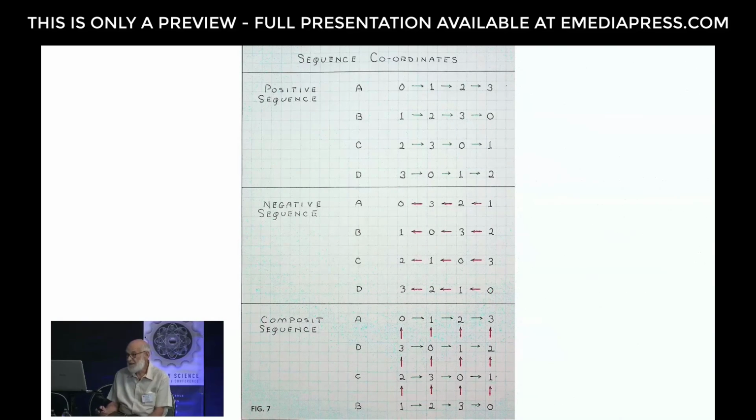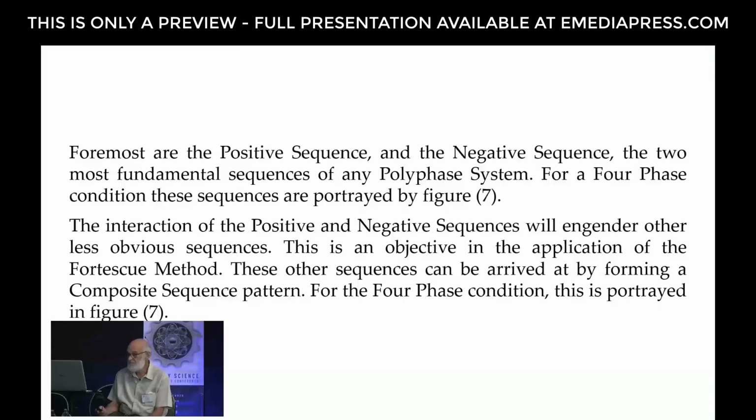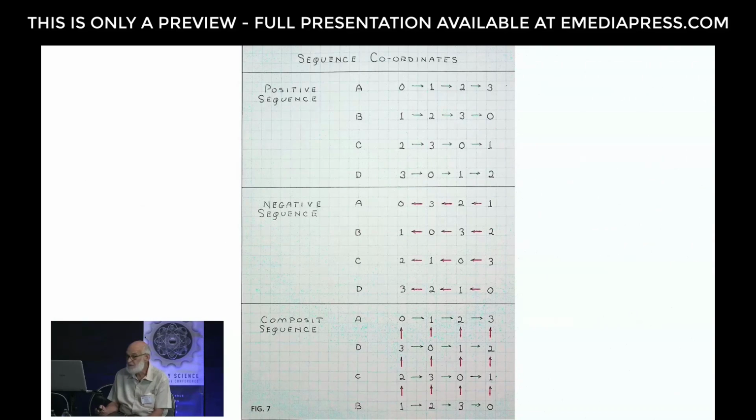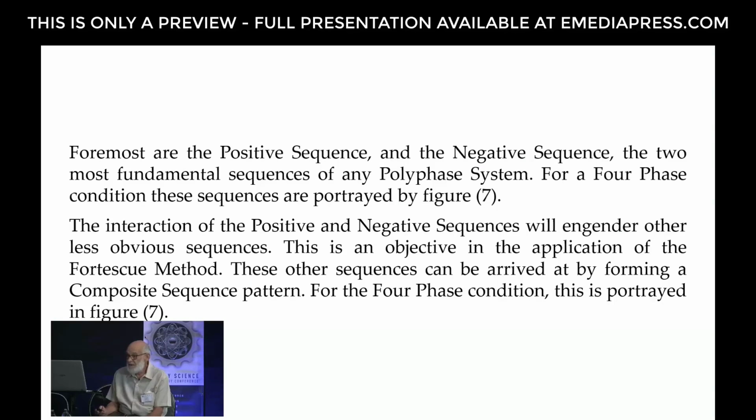Now, we can take the positive sequence and negative sequence, and we can make a composite out of them, a quadrature composite, which is shown on the bottom there, where the sequences start to interact with each other. The foremost are the positive sequence and the negative sequence, the two most fundamental sequences of any polyphase system. For a 4-phase condition, these sequences are portrayed by figure 7, and I believe it's figure 7. The interaction of the positive sequence and negative sequences will engender other less obvious sequences.